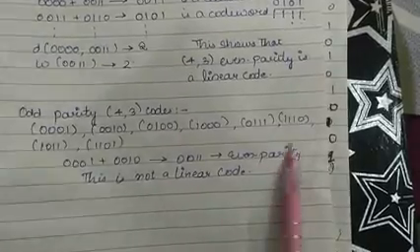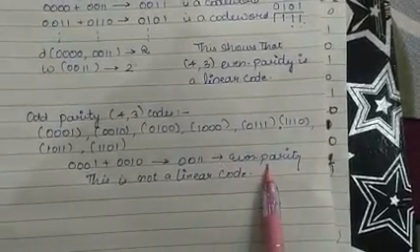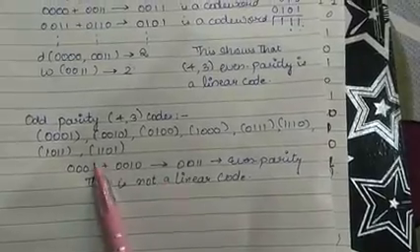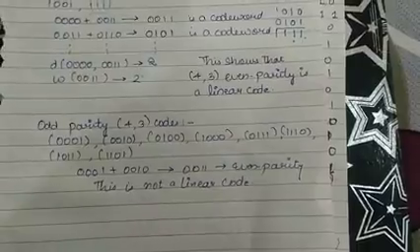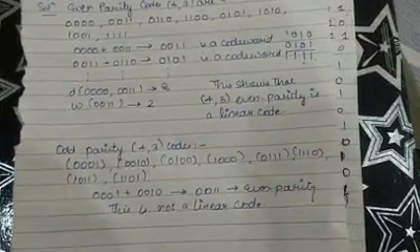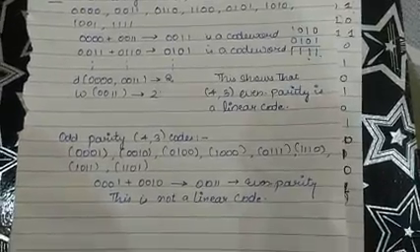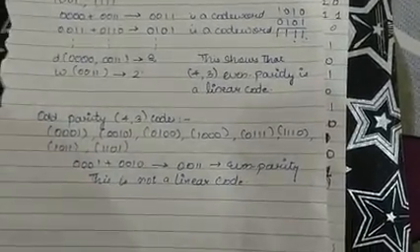Because it is giving me an even parity word, we can say that this 4,3 odd parity code is not a linear code. So we have proved that the 4,3 even parity code is a linear code, and the 4,3 odd parity codes are non-linear.